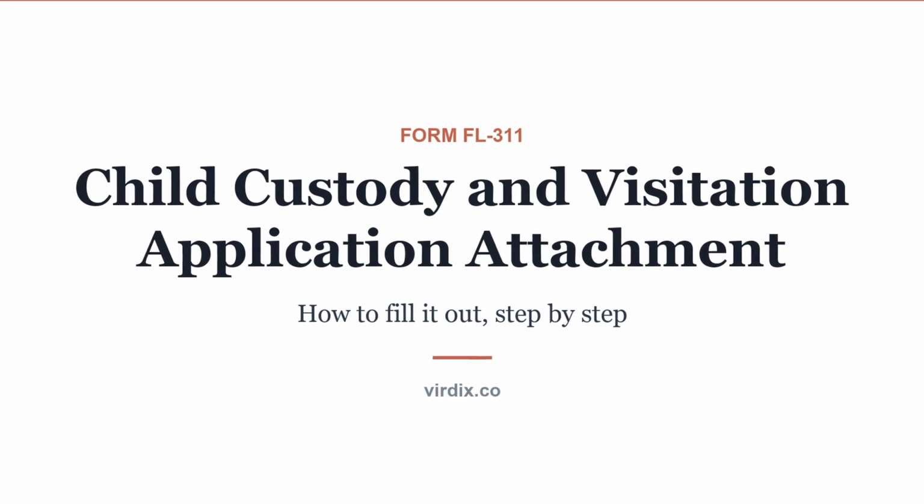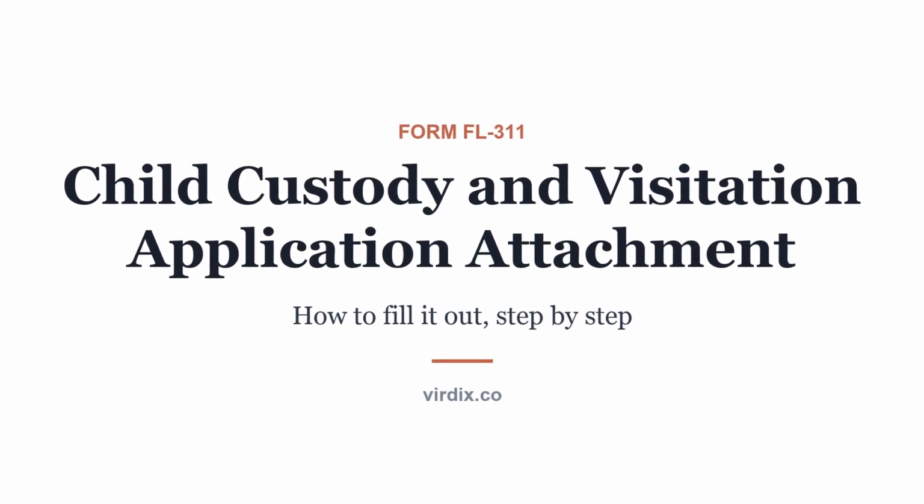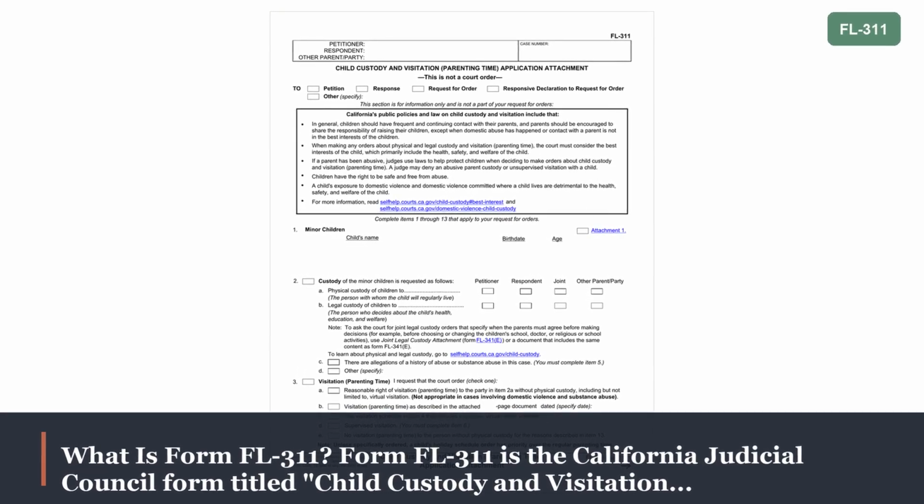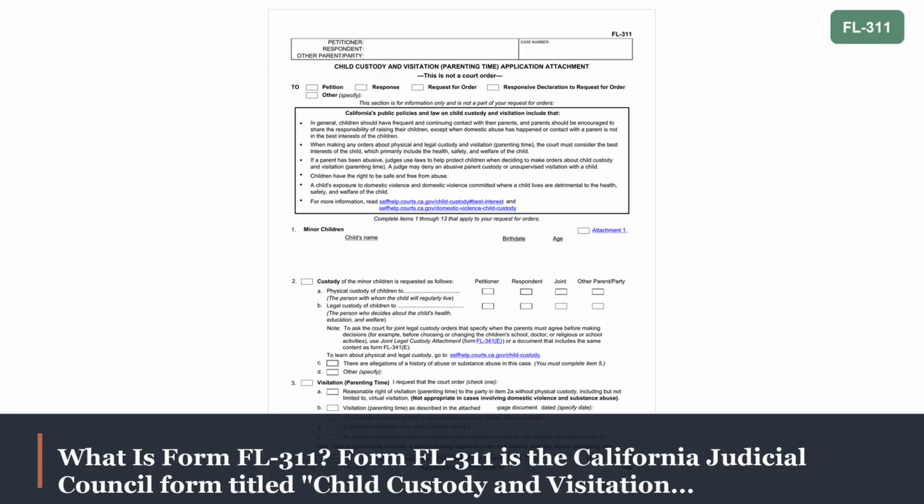A section-by-section walkthrough of California Form FL-311, the attachment that spells out a requested legal custody, physical custody, and parenting time schedule, including how it attaches to FL-300 or FL-100 and common mistakes to avoid. What is Form FL-311? Form FL-311 is the California Judicial Council form titled Child Custody and Visitation, Parenting Time Application Attachment. It exists to translate a general request for custody into a concrete, workable arrangement: who makes major decisions for the children, where the children live, and exactly when each parent has parenting time.